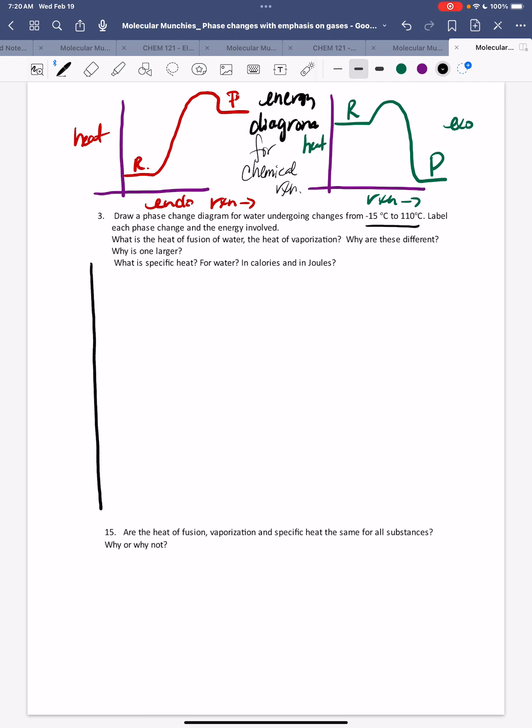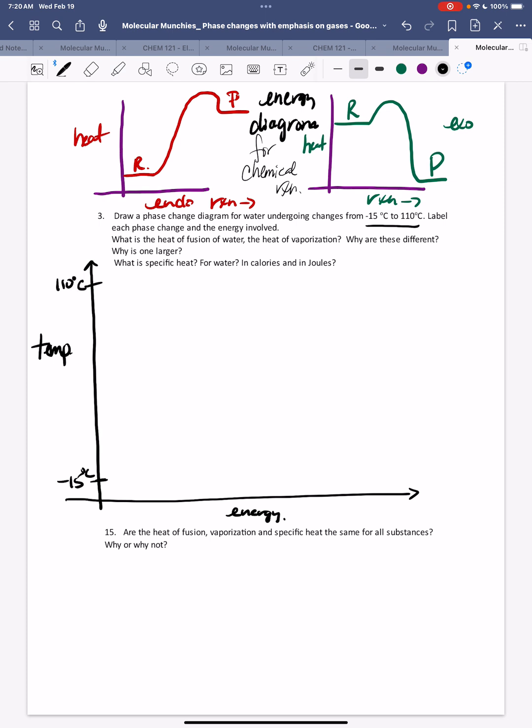We're going to have our vertical axis and our horizontal axis. This axis this time is going to be temperature. And this axis right here is going to be energy. We're going to start at -15 degrees Celsius, and we're going to go up to 110 degrees Celsius. And we're going to look at how that might contrast.